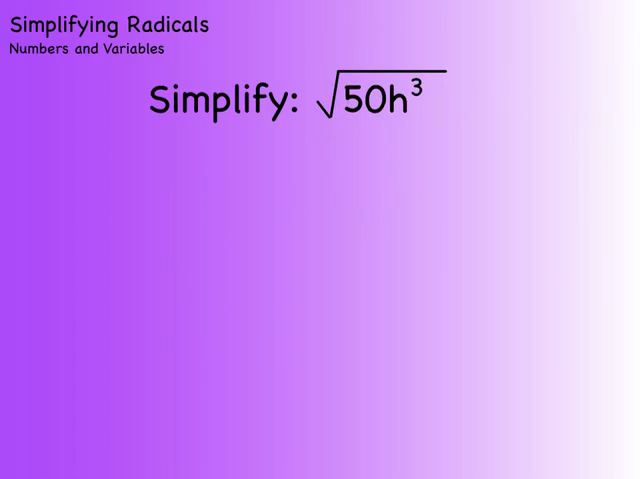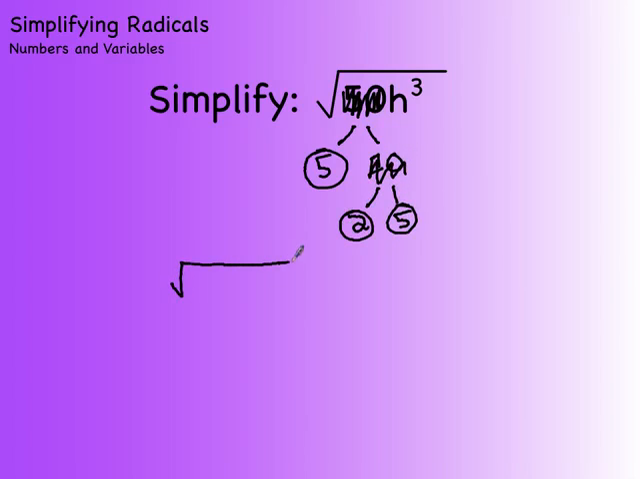So here we have simplify the square root of 50 times h cubed. I usually start with the number first, and we're going to break down the factors of 50. That's 5 and 10. 5's prime, but 10's not, so we have to keep going. 2 and 5. 2's prime, 5's prime. We're done. So we're going to rewrite this as 2 times 5 times 5. And then I need 3 h's. So 1, 2, 3.